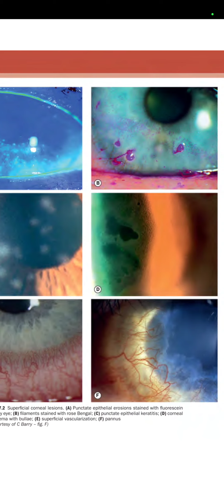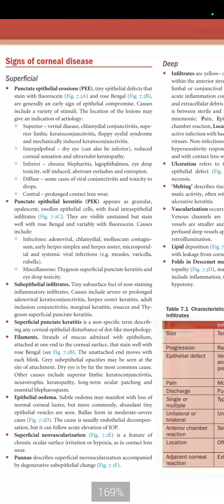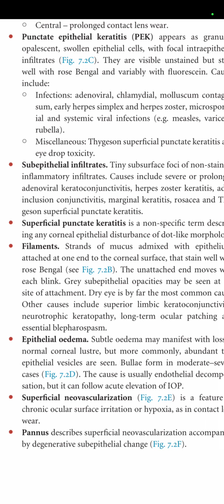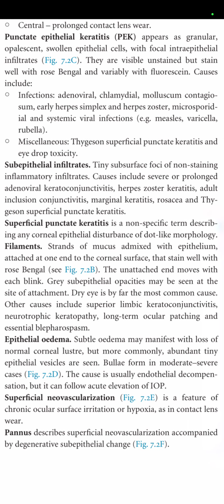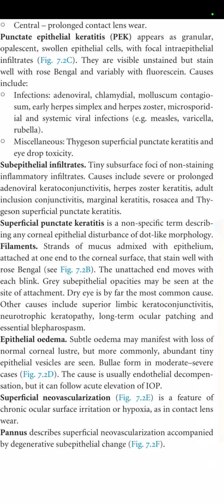I think there is a bulla present here. So you can see the bullae present in the cornea. Next is superficial vascularization, neovascularization. Superficial neovascularization is a feature of chronic ocular surface irritation or hypoxia, as in contact lens wear. Pannus is described as superficial neovascularization accompanied by a degenerative subepithelial change.